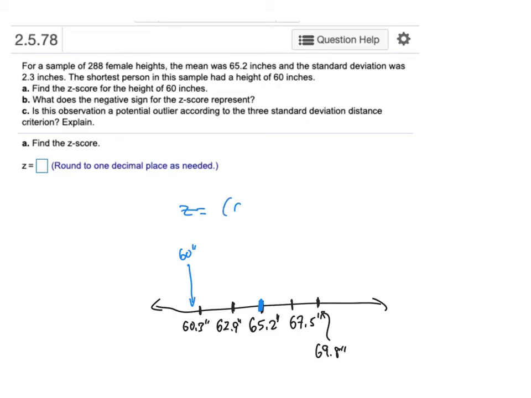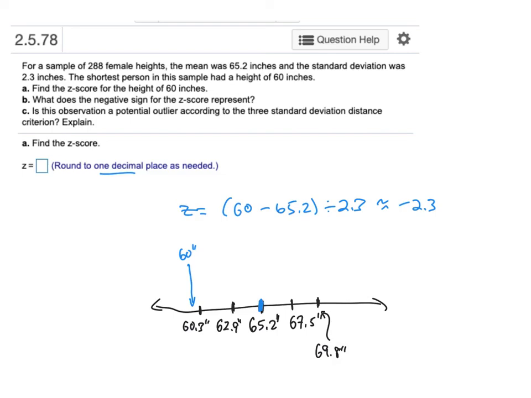Z is 60 inches minus the mean divided by the standard deviation. And so if we do that, we get a z-score of -2.26. Oops, it says round to 1 decimal place in this case. All right, so it'd be negative 2.3 rounded to 1 decimal place. So my z-score is negative 2.3, which means we're a little more than 2 standard deviations below the mean, and that's exactly what we can see is happening here in our number line that we've marked off the standard deviations.